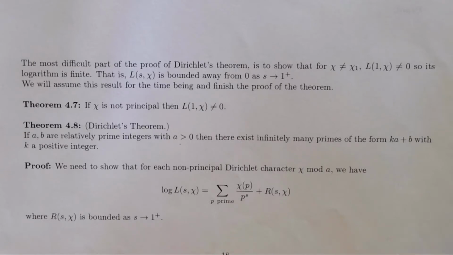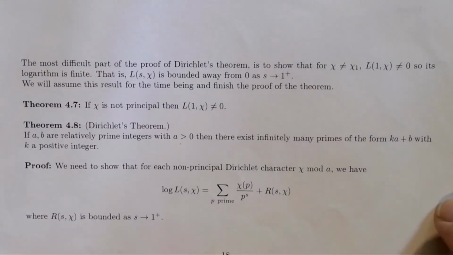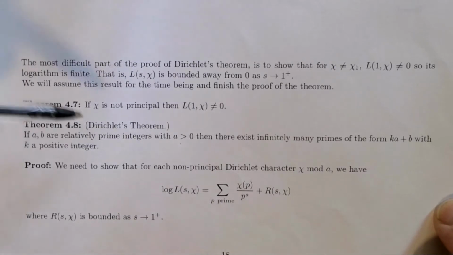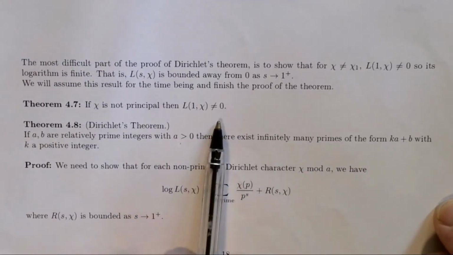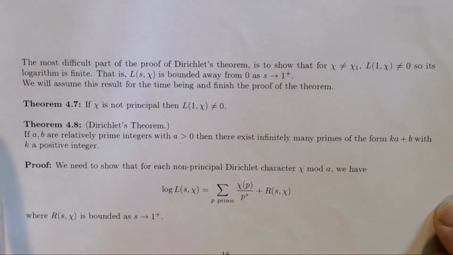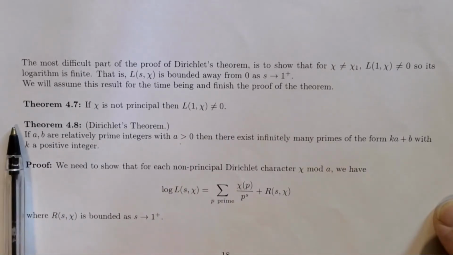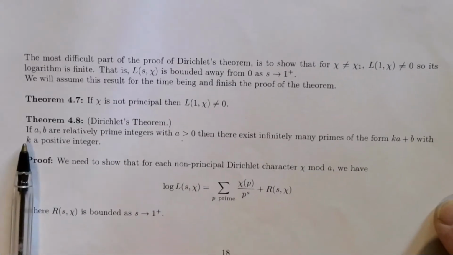There are many different proofs of this of various levels of sophistication. I'm going to assume this result and finish off the proof of the theorem. So I'm going to assume that if chi is not principal, then L of 1 and chi is not 0. Finally, then, we can again state Dirichlet's theorem, and we can put all the bits together and finish off the proof, which again is still quite technical.